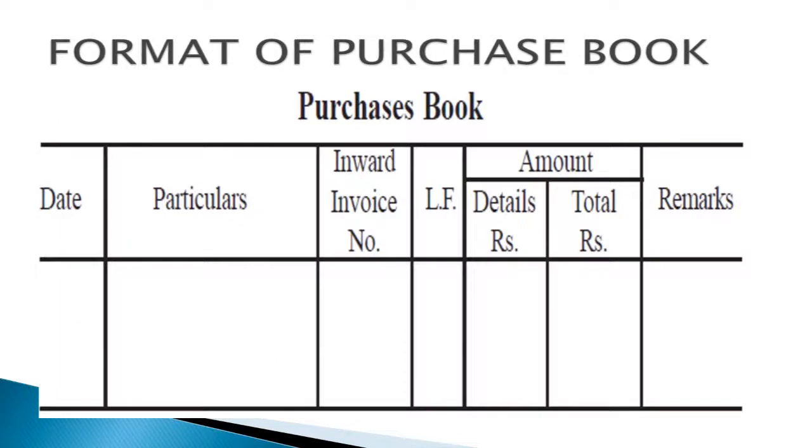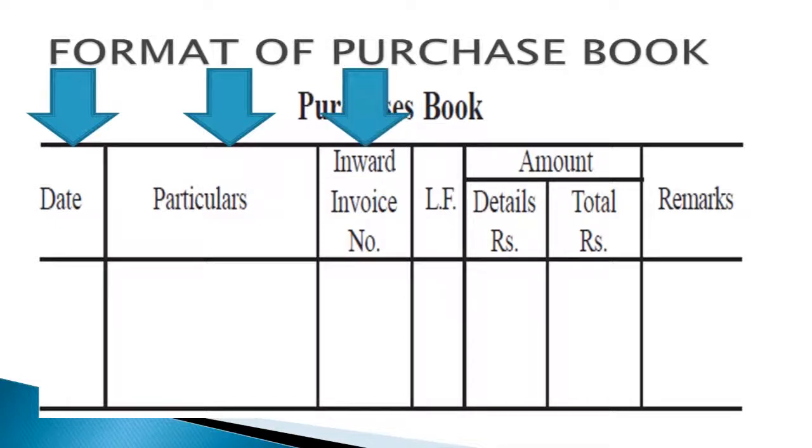Now let's have a look at the format of the purchase book. First one is the date column. It represents the date on which the transaction took place. Next is particulars. This column includes the name of the seller and the particulars of goods purchased. Next one is the inward invoice number column. It reveals the serial number of the inward invoice.